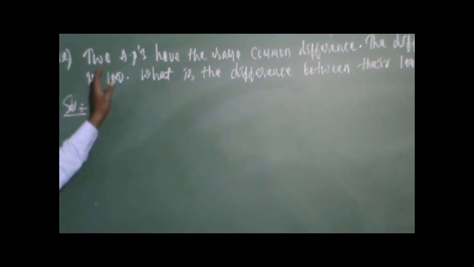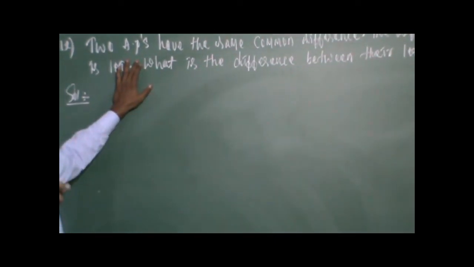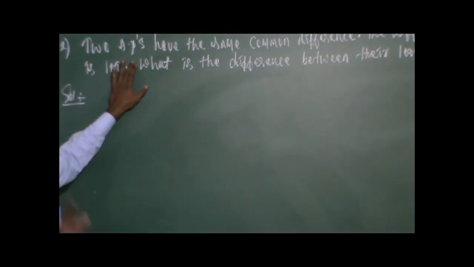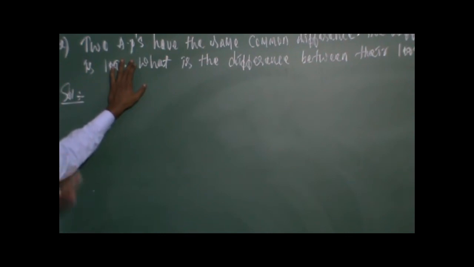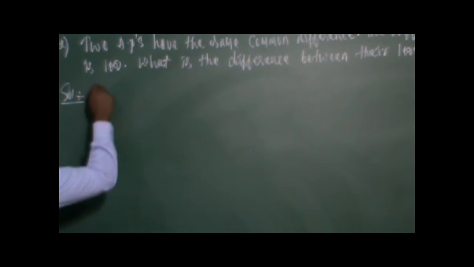Now, as we have two APs, we do not know the first term of both the APs. As the first terms of both APs are not the same, we will have to consider that. Let the first term of the first AP be a small letter a, and let the first term of the second AP be a big letter A. As the common difference is d itself, we can carry the same thing. Okay, let us write it.